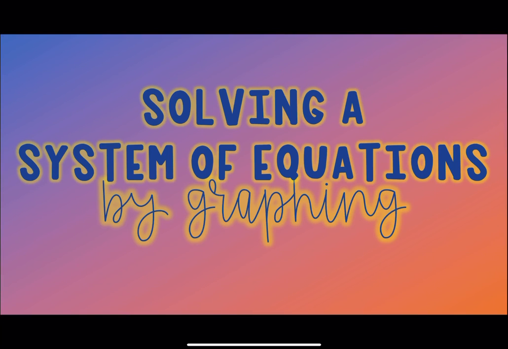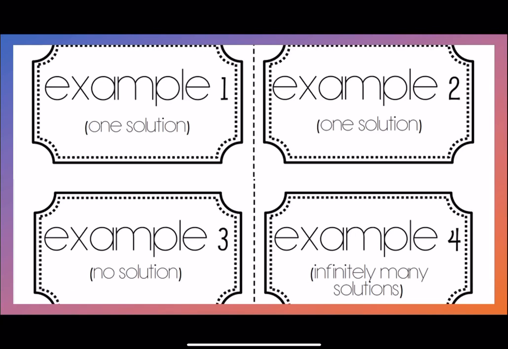Now, the first thing that you're always going to have to do is to have it in slope-intercept form. All right, that makes your life easier when you're graphing. So your notes should look like this. We've got 4 examples that we're going to go through. 2 of them are one solutions, one is a no solution, and the last one is an infinitely many solutions or infinite solution. So you can also see this written as infinite solution.